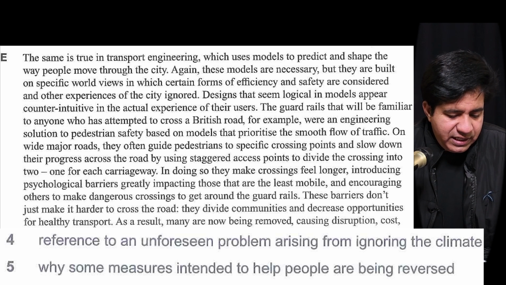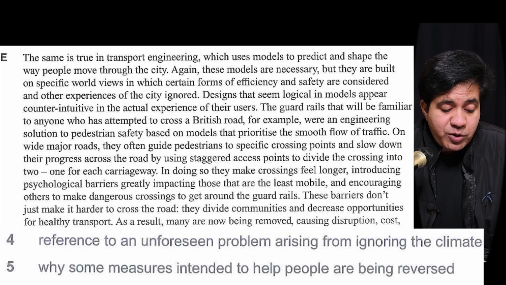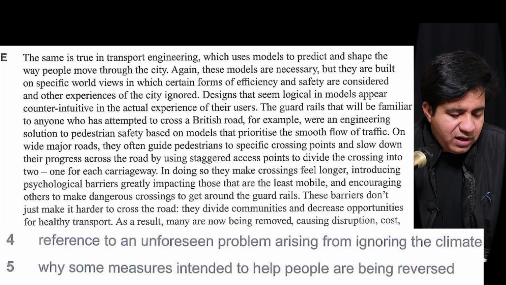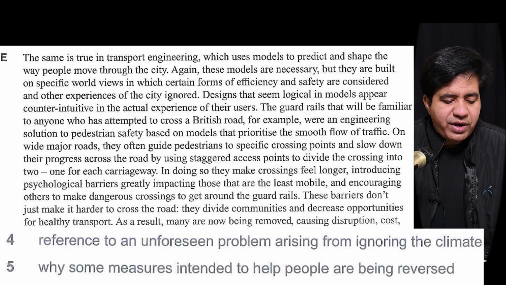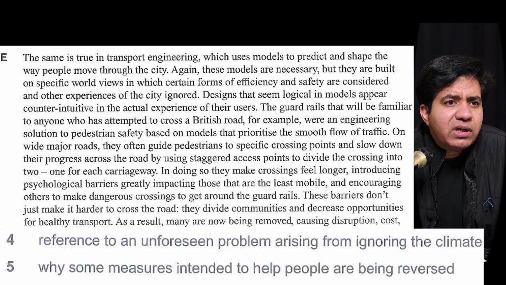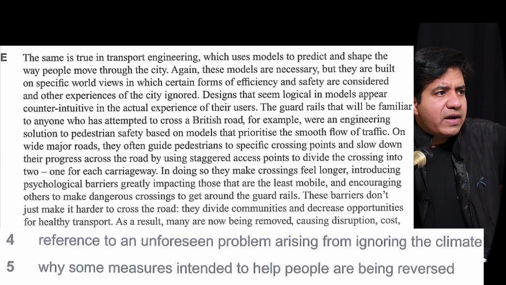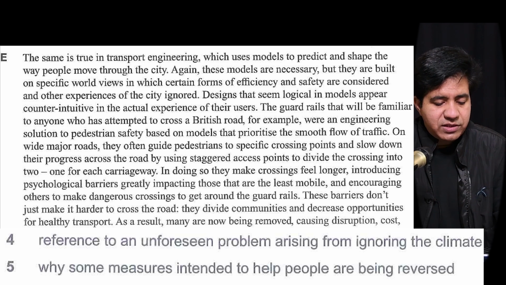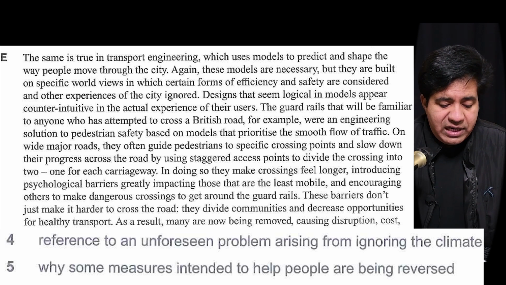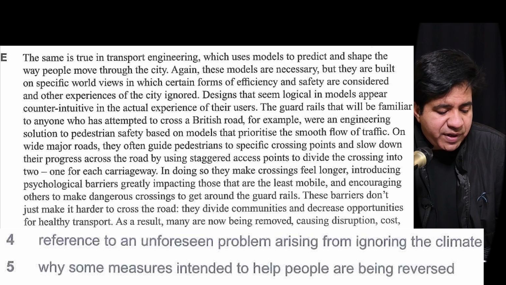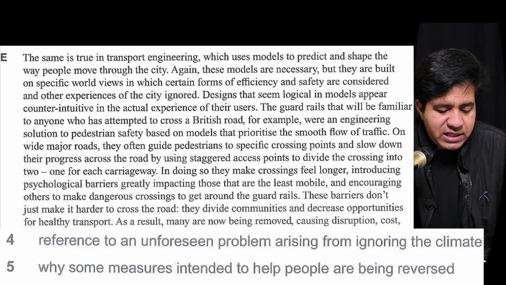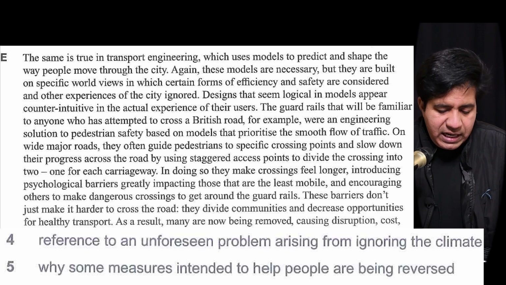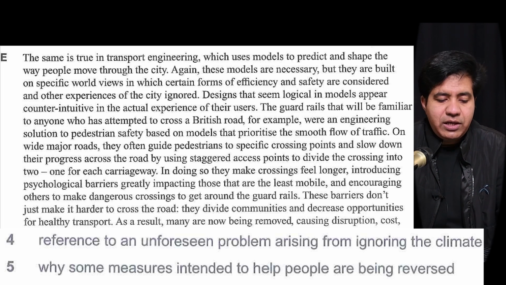You can consider this. If you can't figure it out, you can read the next line. The guardrails that will be familiar to anyone who has attempted to cross a British road, for example. You know the guardrails, like on the railway track, they put some fence that is called guardrails. So then they talk about guardrails, for example, where an engineering solution to pedestrian safety based on models that prioritize the smooth flow of traffic and all that. Now go back and see if you find any clue.